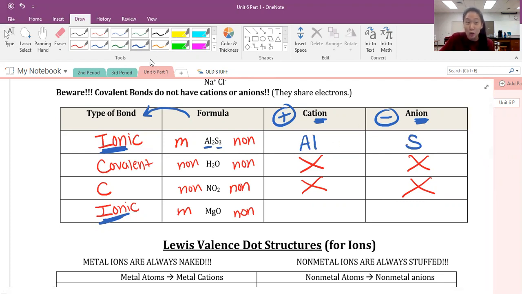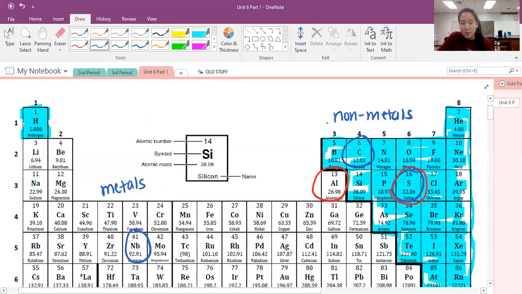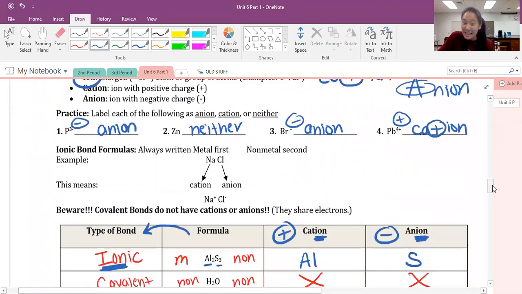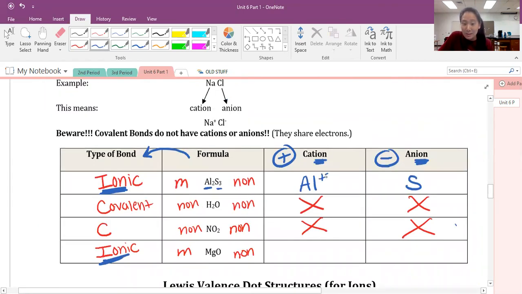But now we have to include the charges, okay? So aluminum is in which column, right? We learned that before. Aluminum's in the third column, so it's gonna lose 3 electrons. Remember, when you lose negatives, you become positive, right? You have 3 more protons than you do electrons. So just a quick reminder, aluminum originally had 13 protons and 13 electrons. In order to become a noble gas, it's going to lose 3 electrons and now it has 10, right? So it has 3 more protons than it does electrons. So that's why you put positive 3 in the corner.